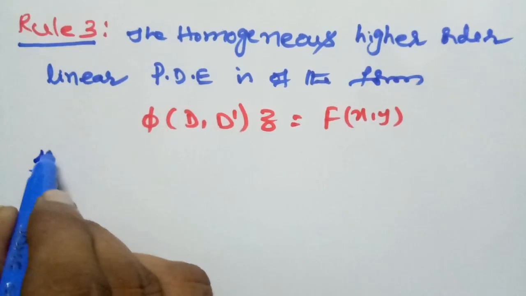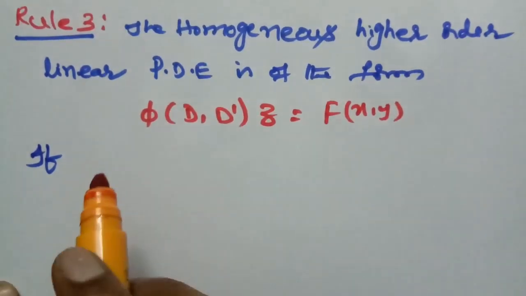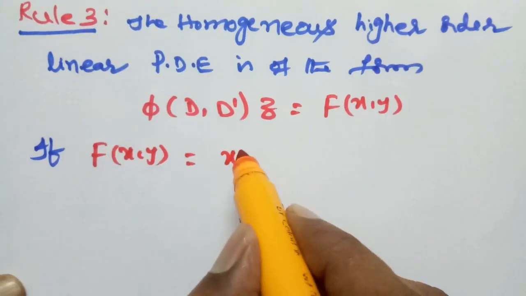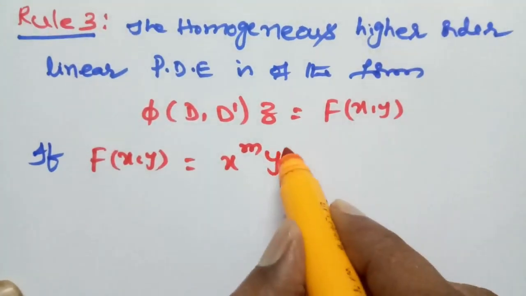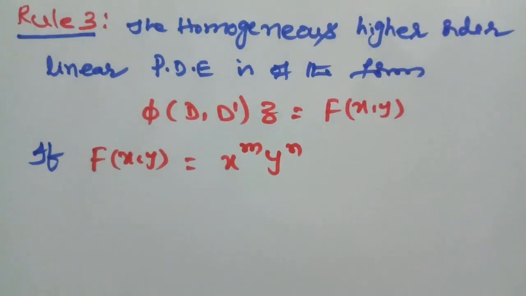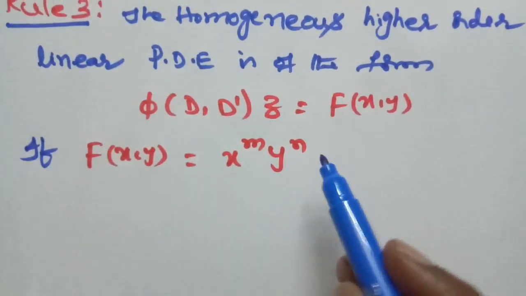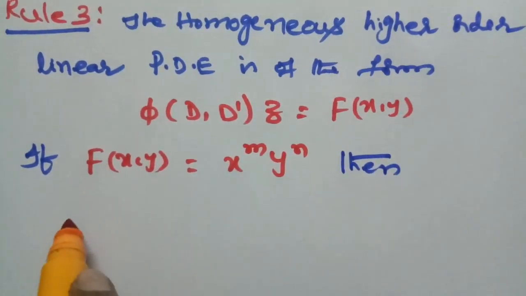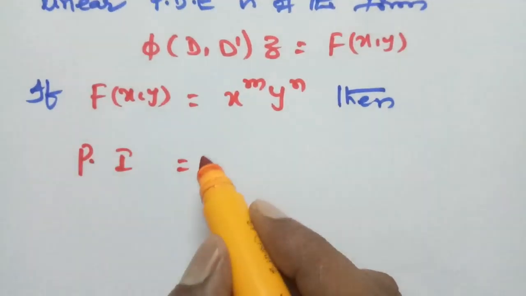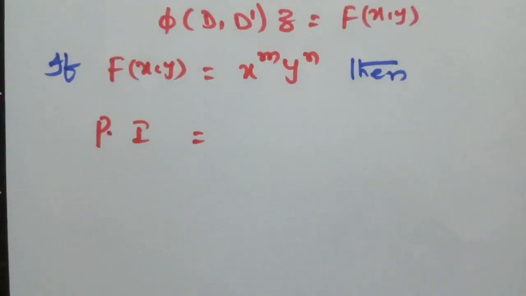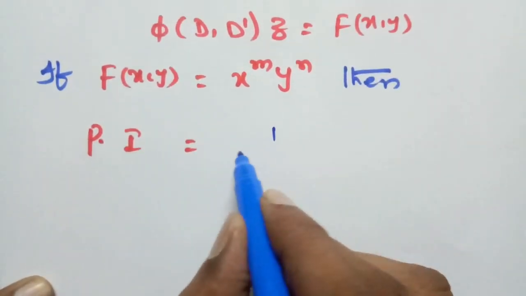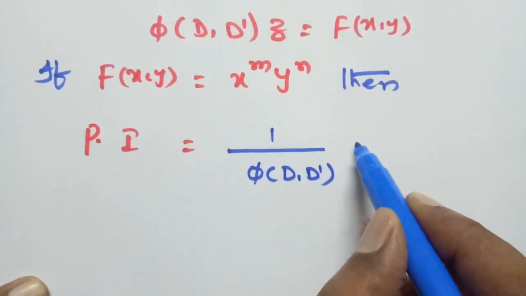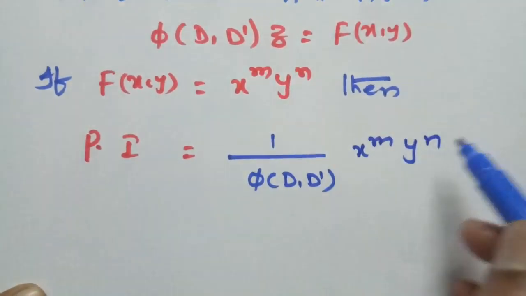If f of x comma y is equal to x power m into y power n, then the particular integral PI is equal to 1 by phi of D, D dash into x power m into y power n.